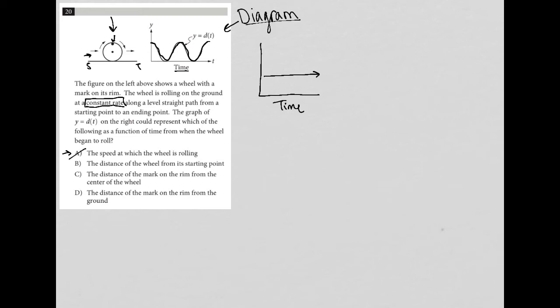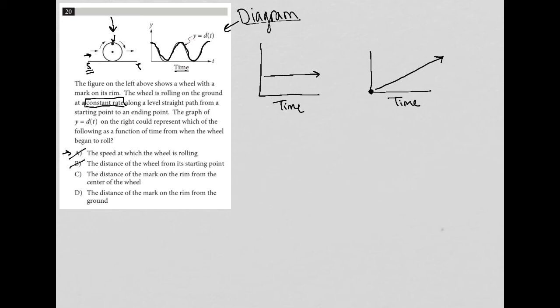Choice B, the distance of the wheel from its starting point. Well, again, if this is the starting point, then over time, the distance from that starting point, right? So if I were to do a graph and say over time, to start off, the wheel is at the starting point. But as you go, right, it goes further and further and further away from the starting point until it gets to a stopping point. But again, that's not an up and down oscillating type of thing. It never comes back to the starting point and then leaves again. So B is gone.